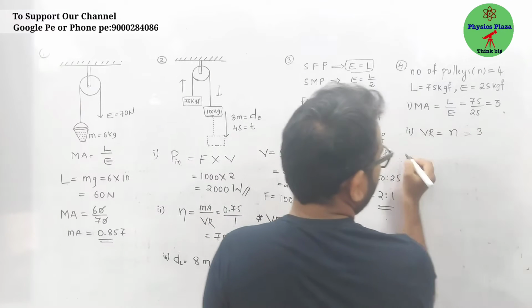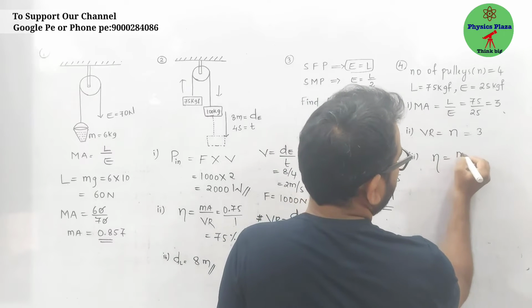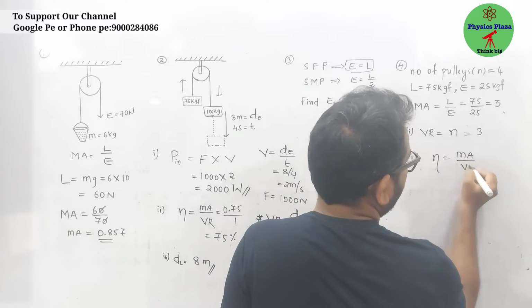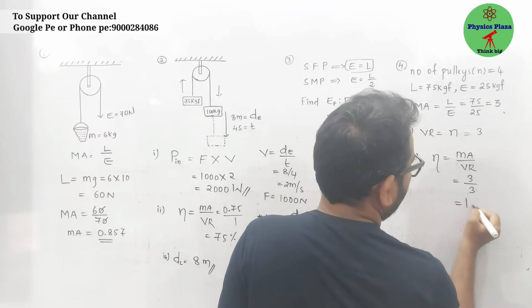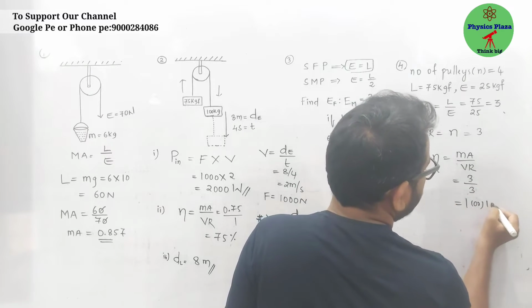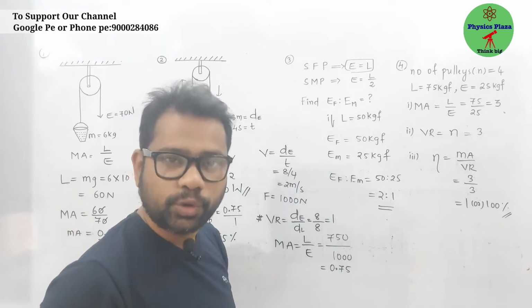So how much is it? 3. Fine. Now they are asking us to calculate the efficiency. Efficiency is equal to mechanical advantage by velocity ratio, that is 3 by 3. It is 1 or 100%. That's it. This is how we can solve the numericals.